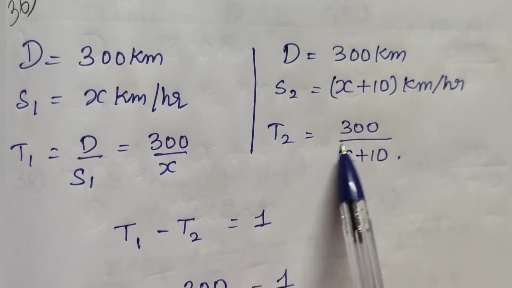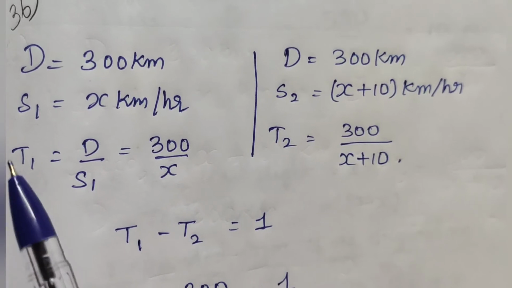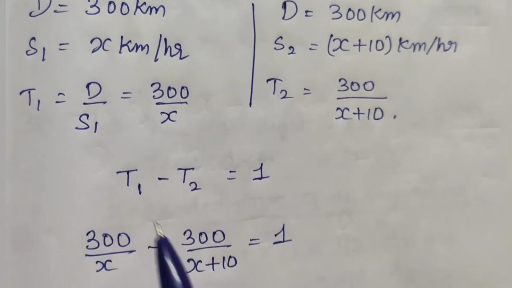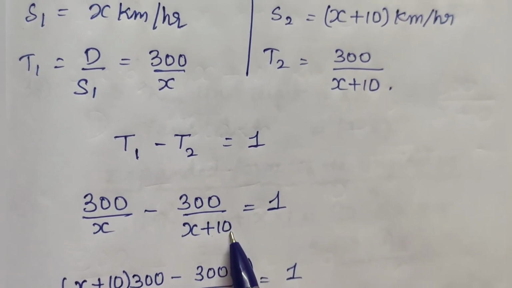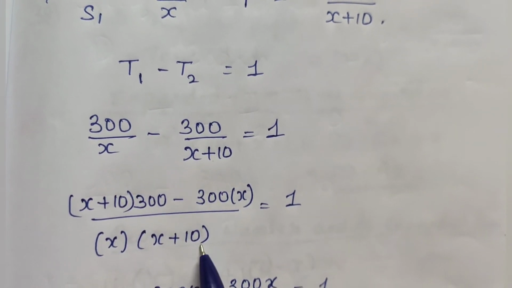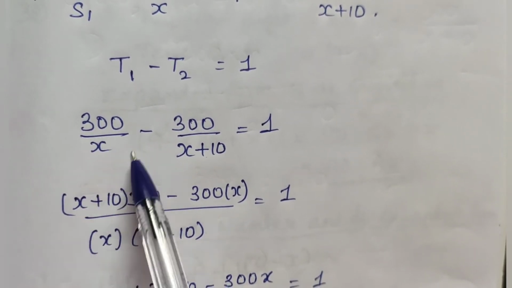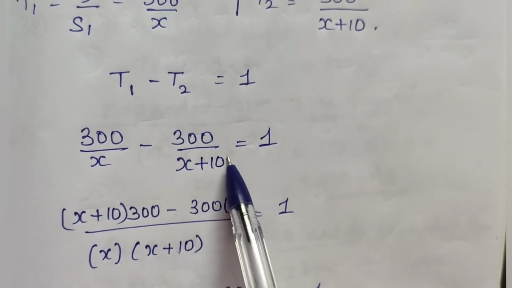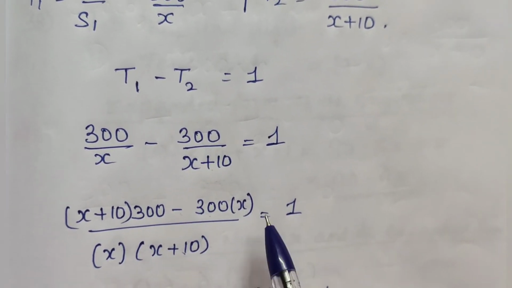Now here speed is more, so in this case time is less. Here speed is less, so in this case time is more. So the difference between the two times is 1 hour. Time 1 minus time 2 is 1 hour. Time 1 equation is 300 by x, minus time 2 equation 300 by x plus 10. So the LCM of x and x plus 10, I have taken their product, x into x plus 10. This is how you take it. And in this product, what is not in this denominator? X plus 10 is not here, so I multiply x plus 10 into 300, minus, here in this denominator what is not there? X is not there, so x into 300. So this is equal to this one.